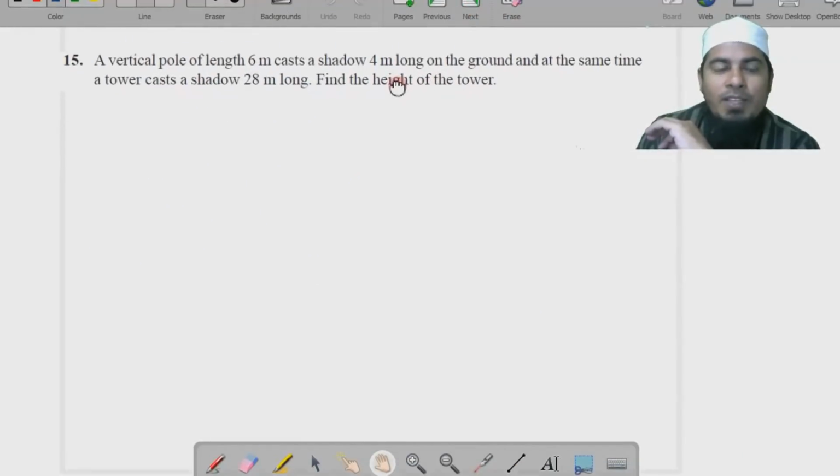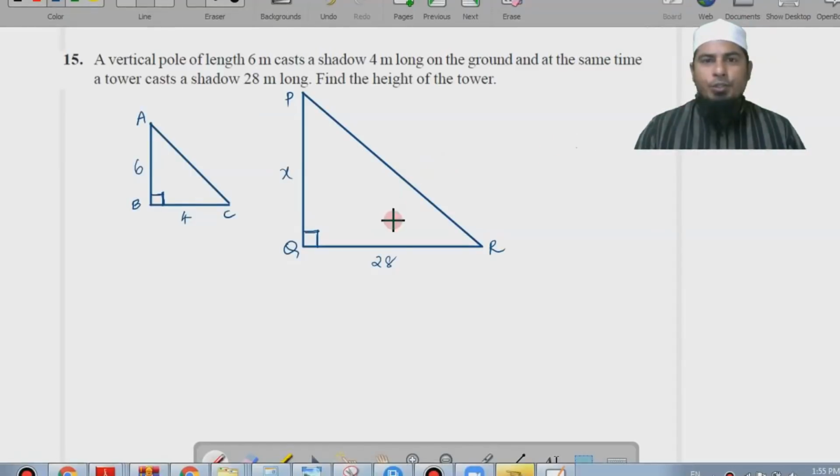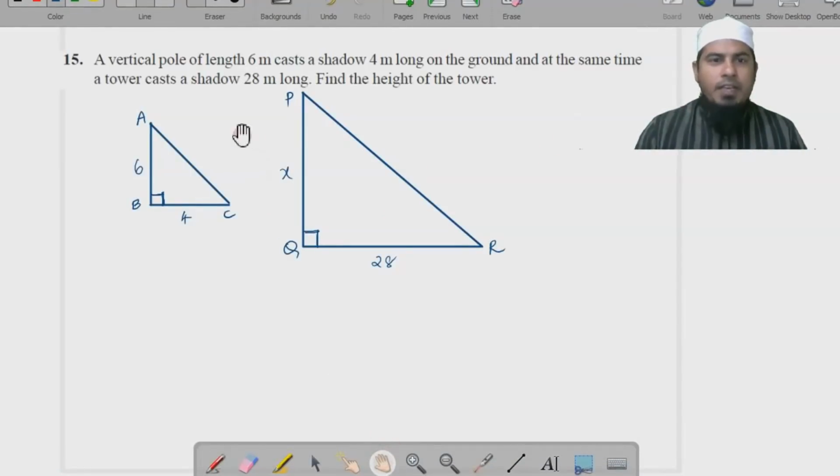Very simple one. A vertical pole of length 6 meter casts a shadow 4 meter long on the ground. At the same time, a tower casts a shadow 28 meter long. Find the height of the tower. So let us understand this with the help of the diagram. A vertical pole of 6 meters casts a shadow of 4 meters. Similarly, a tower casts a shadow of 28. What is the height of the tower?